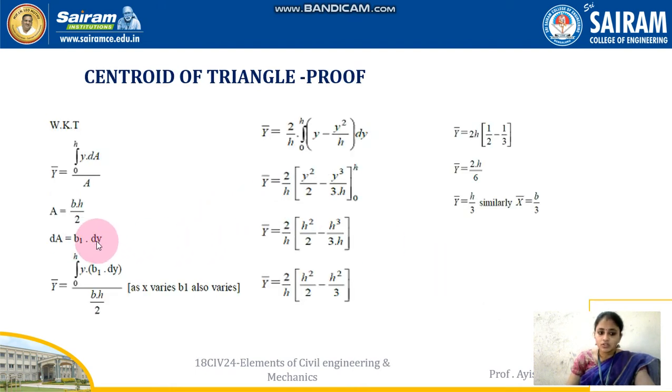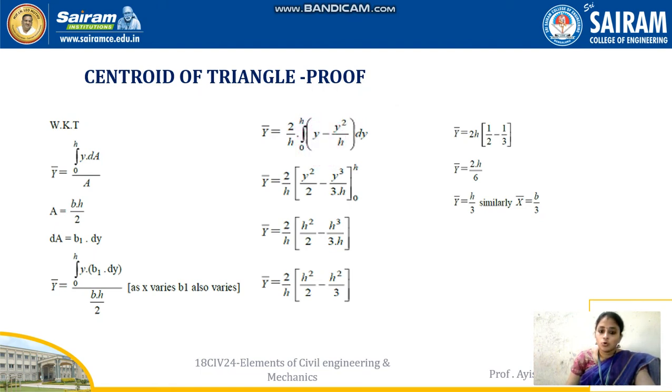Just substitute the same in the formula: integral from 0 to h of y b1 dy by bh by 2. Now take out whichever terms are possible. There is one small difference: b1 is taken as y minus y square by h. This is taken with respect to the similar triangles property.